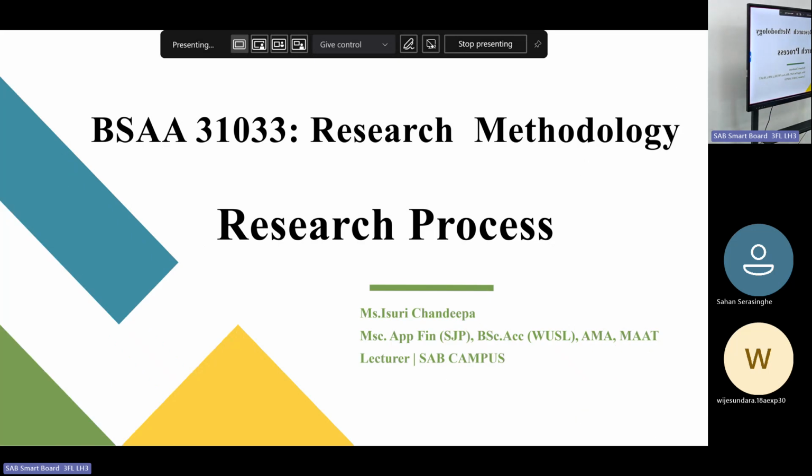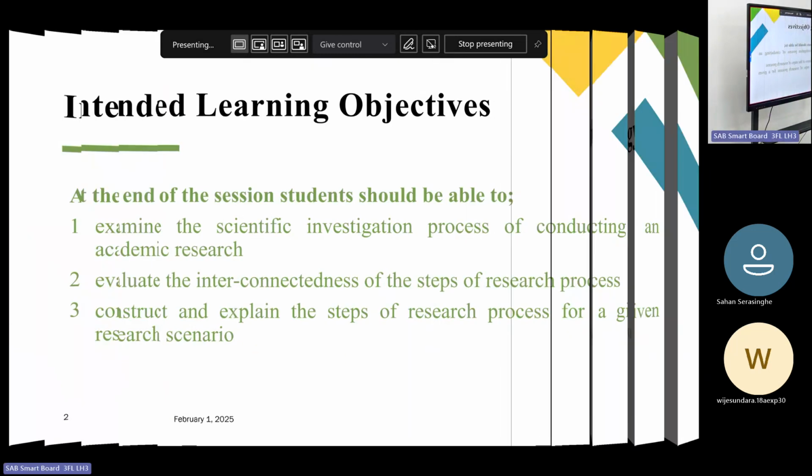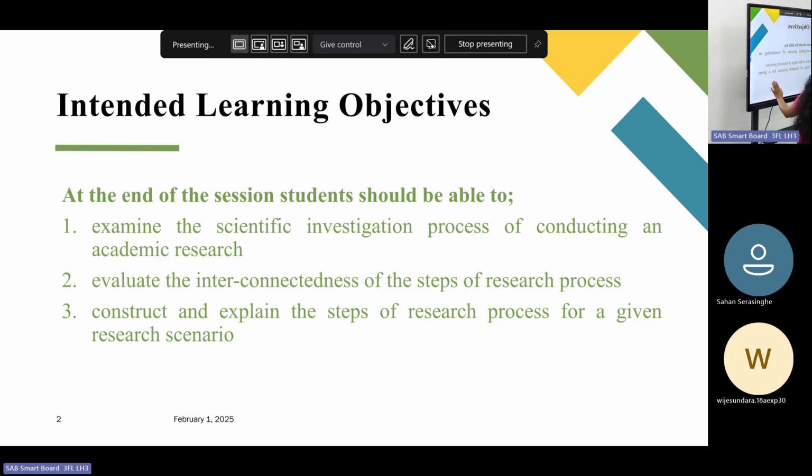Let's start the lesson. This is the second lesson. So what is it? Research process. We are going to identify the research process. These are the intended learning objectives.